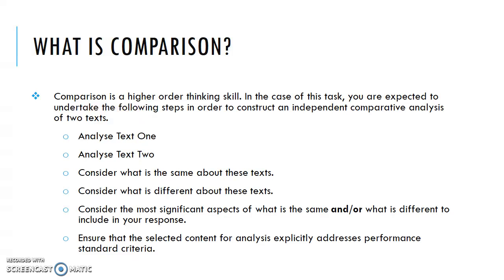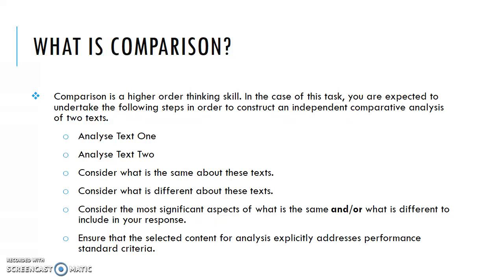I suggest that you analyze your first text, then you go and analyze your second text, and then think about what is the same about these two texts. You should have considered some similarities before you chose your two texts, because you need to make sure that they have some similarities in there to start with. Then think about what's different about the two texts, and then consider the most significant aspects of what is the same and or what is different to include in your response. You can't include everything, so it's really important that you evaluate the most important points to include.